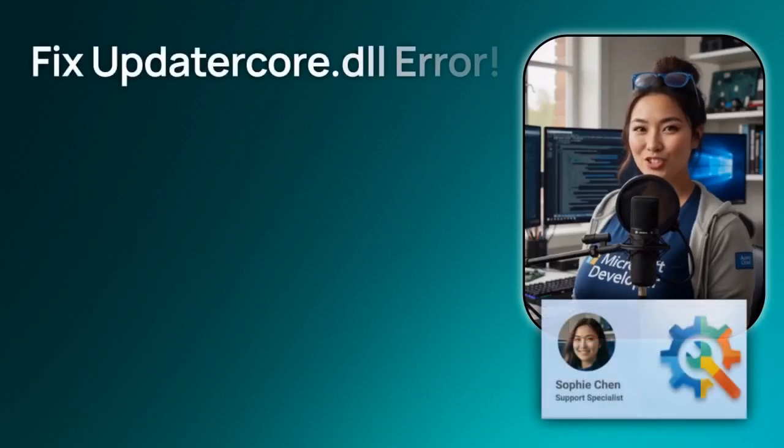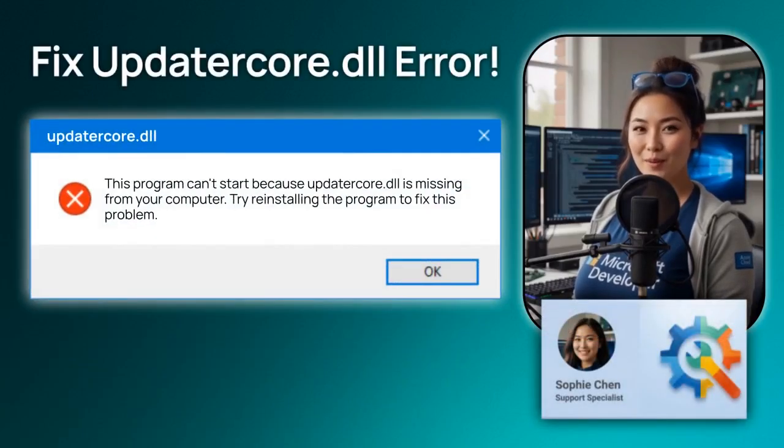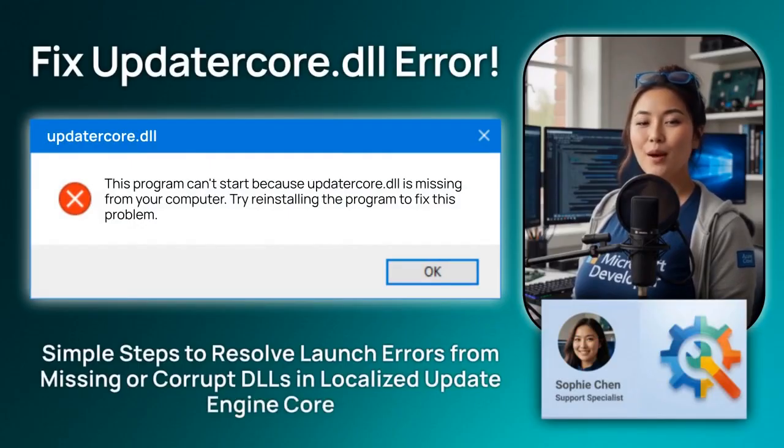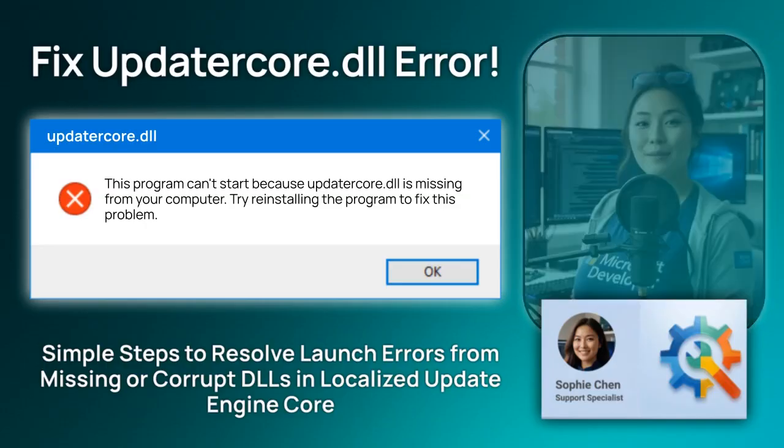Is your localized update engine core apps broken by the Updatercore Library DLL? I'm Sophie Chen, a Windows System Specialist. Let's walk through the automated process to fix your installation.